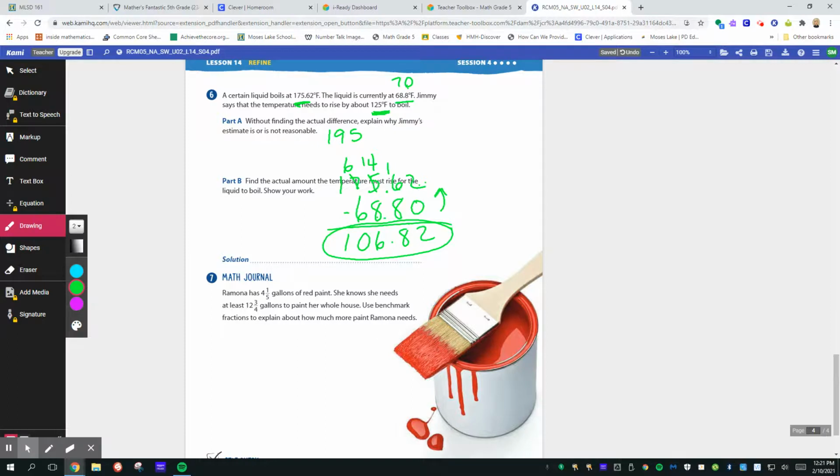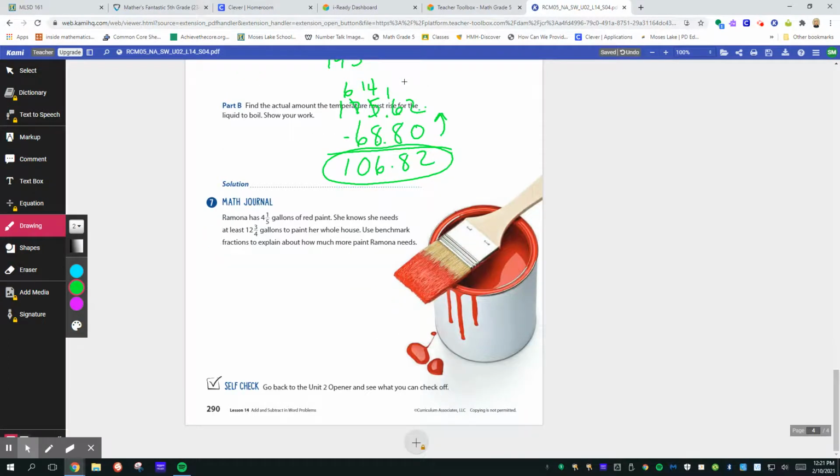All right, number 7. Ramona has about 4 and 1/5 gallons of red paint. She knows she needs at least 12 3/4 gallons to paint her whole house. Use benchmark fractions to explain about how much more paint Ramona needs. So if you did a number line and you were at 4, here's 4. And remember, benchmarks are 1/4, 1/2, 3/4, 5, and so forth. So 4 and 1/5 is going to be a little bit less than this guy.